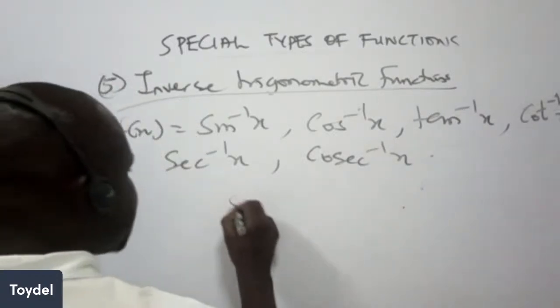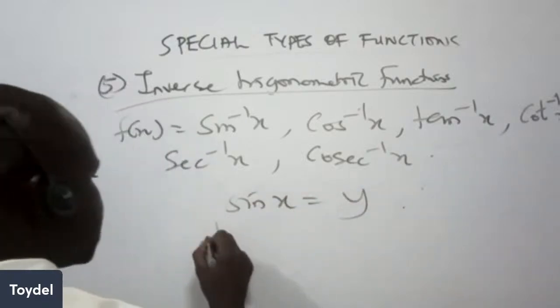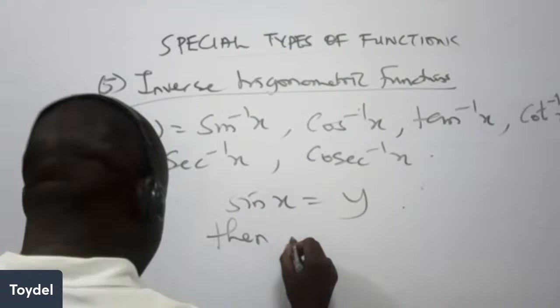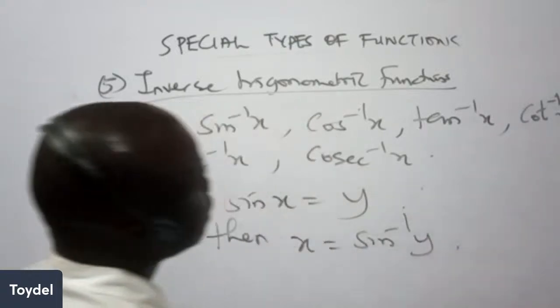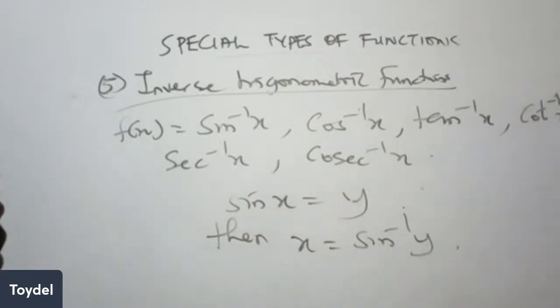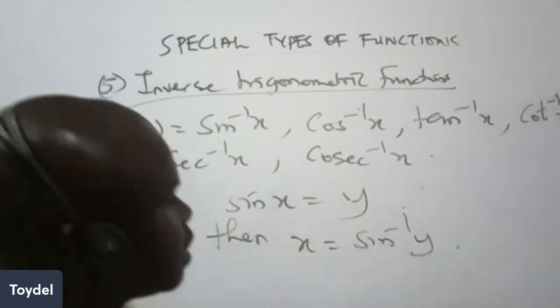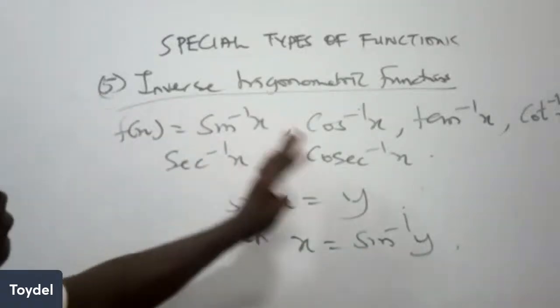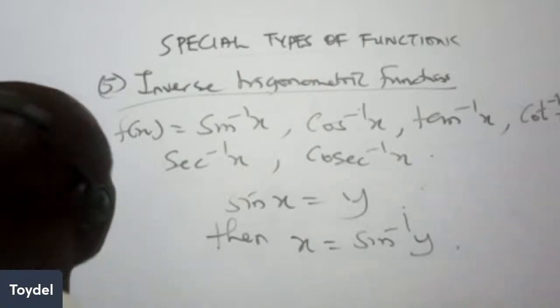Then we should know that if sine x is equal to y, then x is equal to arc sine y. Just note that if sine x is equal to y, then x will now be arc sine of y. So these are examples under inverse trigonometric functions. You should be familiar with all these functions.